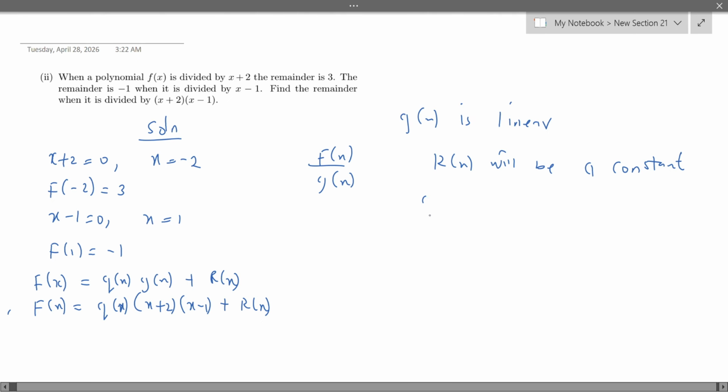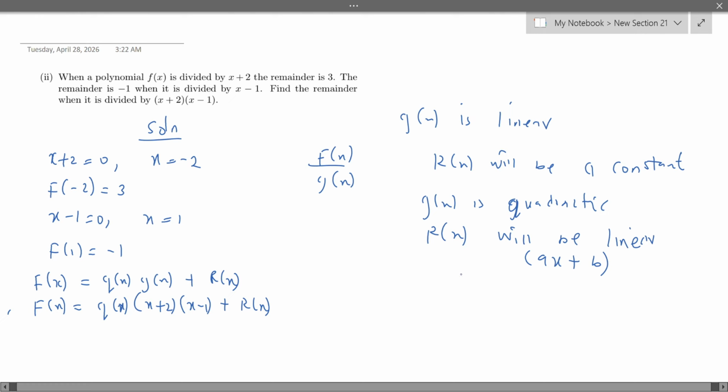And then if g of x is quadratic, you should also observe that your r of x will be linear. Linear in what sense? It will be something like ax plus b. It will be a linear expression. This can also be verified in the second question that I did in the previous video, so make sure you watch it. You'll be able to verify this.